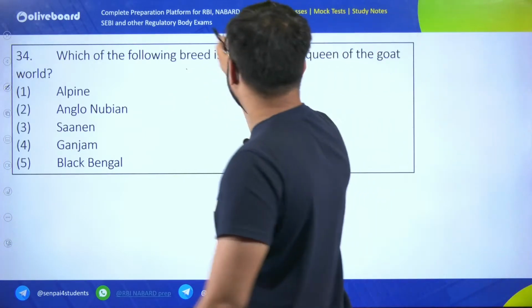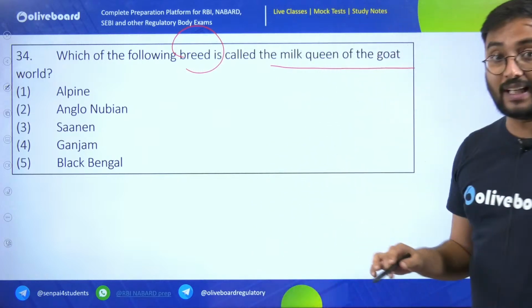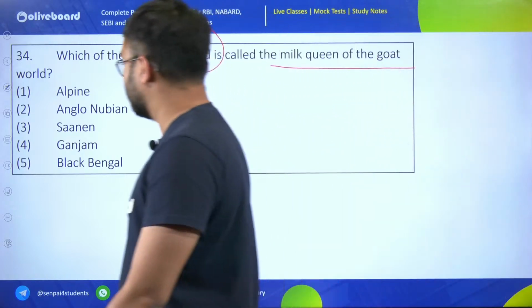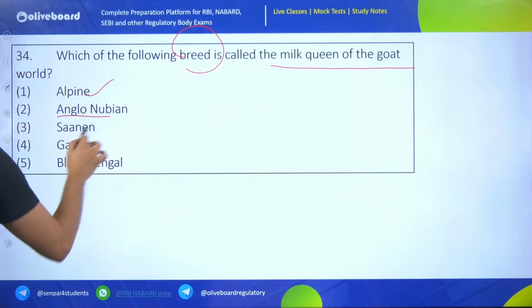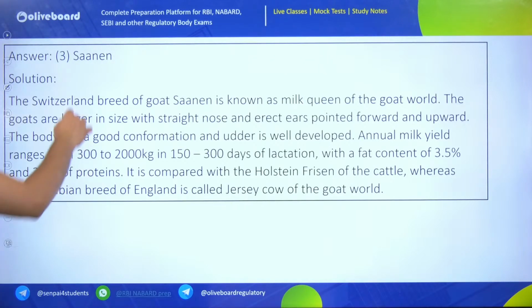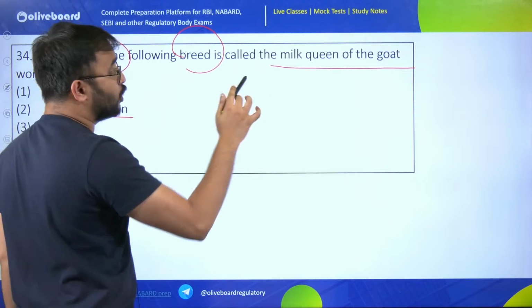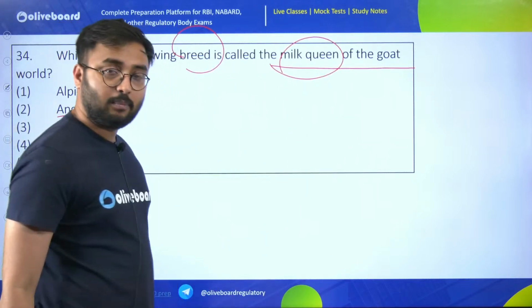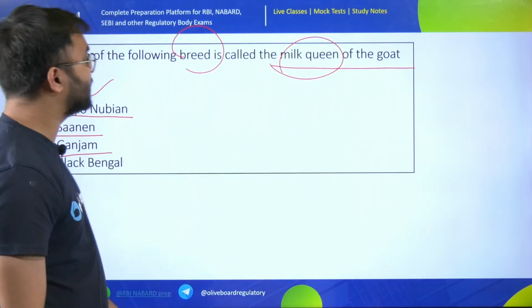Which of the following breeds is called the milk queen of goat in the world? Alpine, Anglo-Nubian, Saanen, Ganjam and Black Bengal. The answer here is Saanen. And which of the following goats is known as milk queen of India? Please tell me in the comment section. I will not give the answer here.